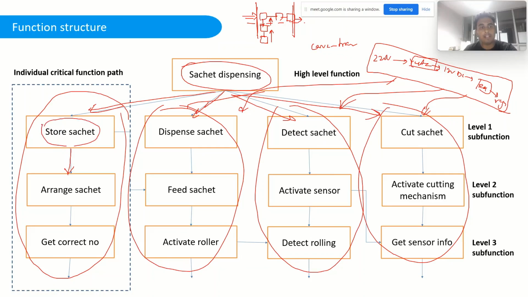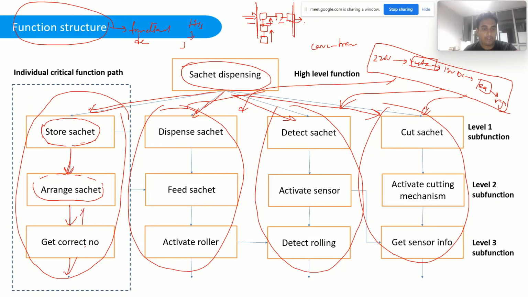For example, the ultimate goal is storing sessions, and for that we need to arrange sessions. So the downward arrow shows a functional decomposition process. In function structure we do functional decomposition, which means breaking down a higher level function into smaller levels. However, in reality things happen in the opposite direction.